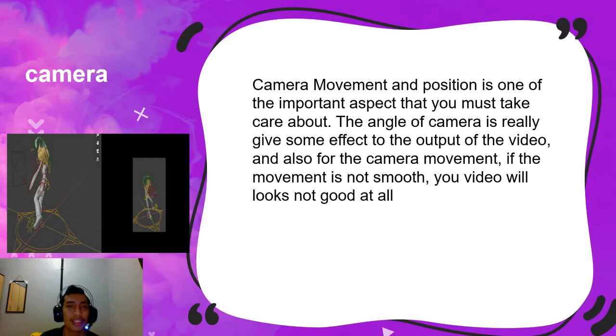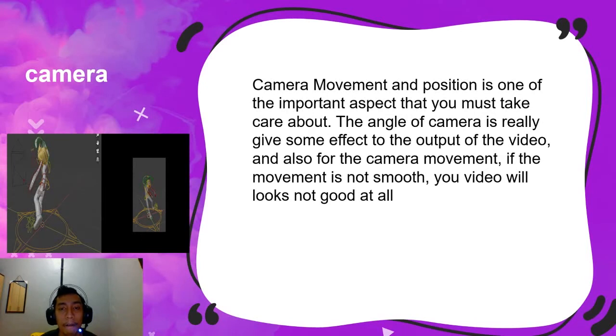Okay, so the next one is camera. The camera movement and position is one of the important aspects if you want to create a video. You have to take care of your camera because the angle of the camera really gives you a beautiful and powerful effect in your video actually.